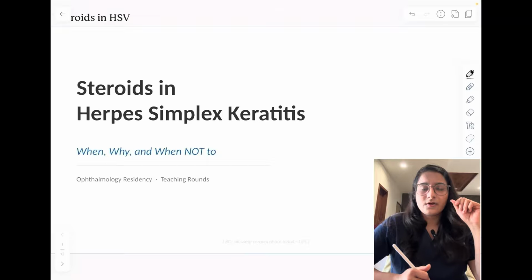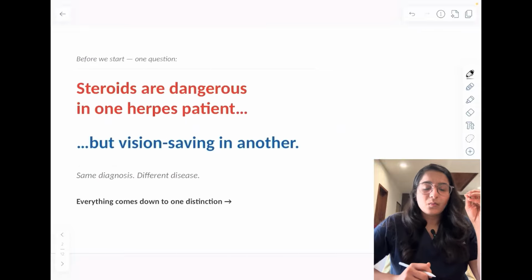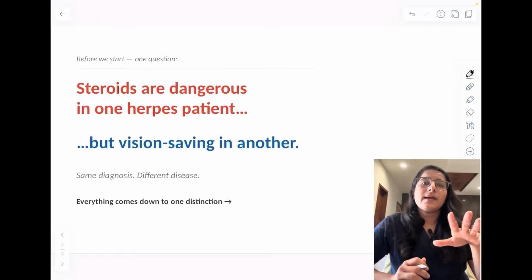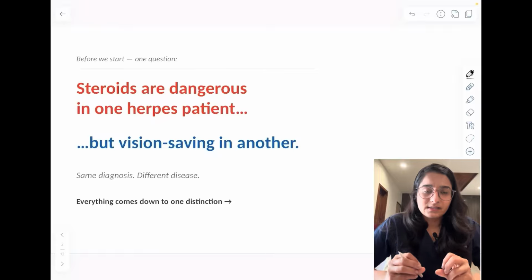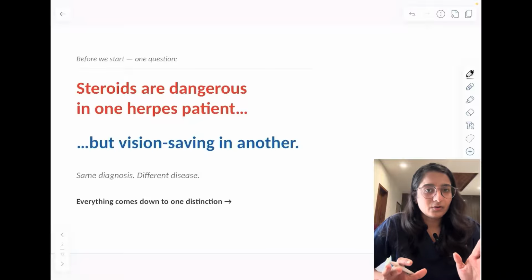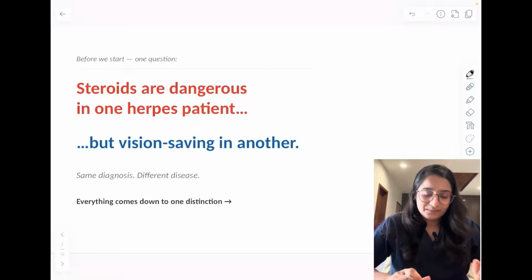So today we'll learn steroid in herpes simplex keratitis: why, when to use and when not to use. Why are steroids dangerous in one herpes patient while vision saving in another patient? Because this same diagnosis has a different disease pattern and different pathophysiology. So first, let's understand its concept and pathophysiology in depth. Then we can understand when to use steroid and when not to use steroid in case of herpes simplex.